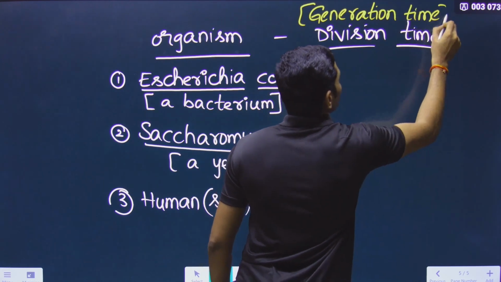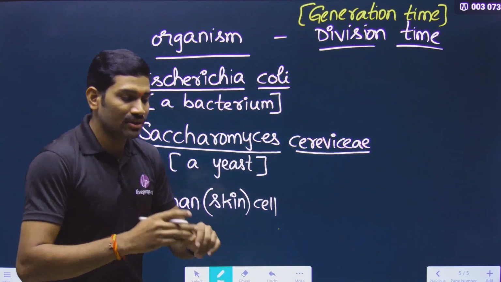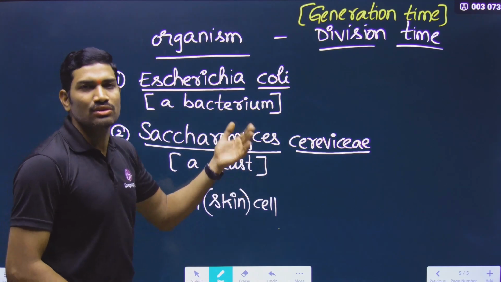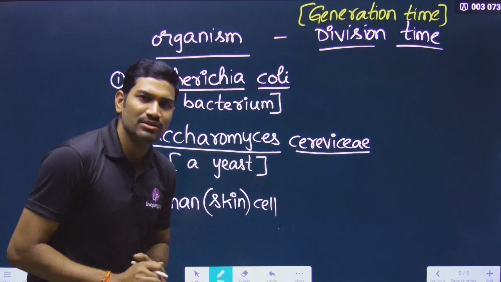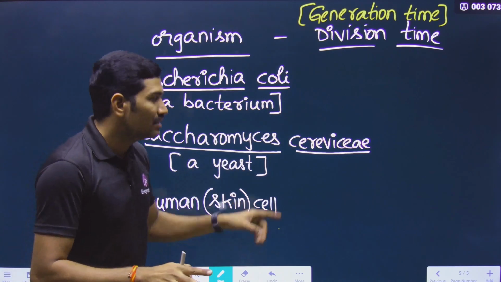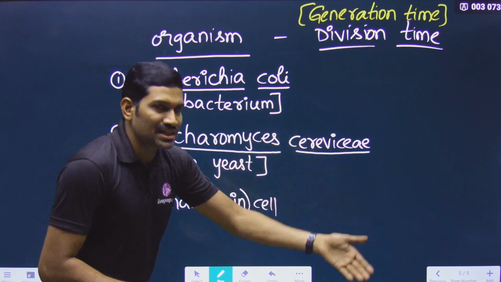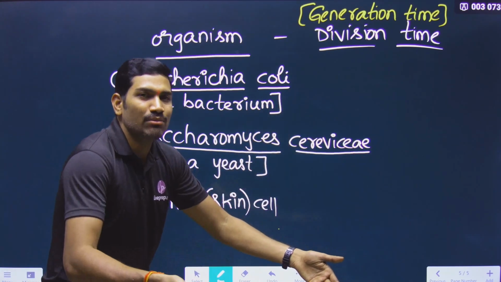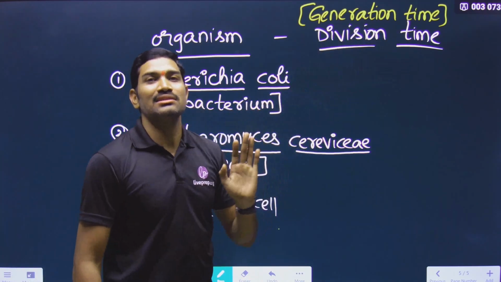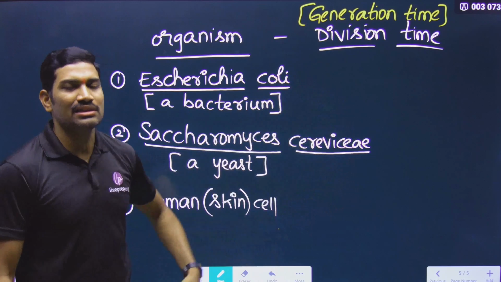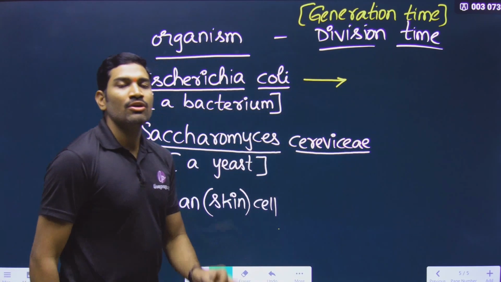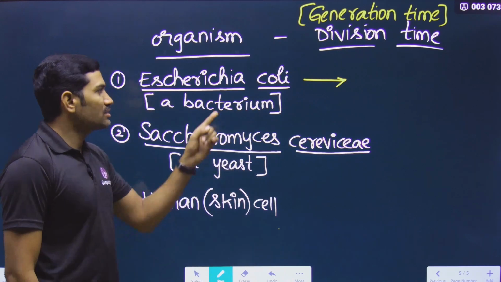It is the time to form the next generation cells, not individual, for the formation of next generation cells. In this case, they are single celled, so you can say next generation organisms also. But for human organism it will be different. So for the cell to make the next generation cells, what is the time it takes? It is called division time, or generation time. These names we will study in the cell cycle cell division chapter, and now we will directly write the answer here.